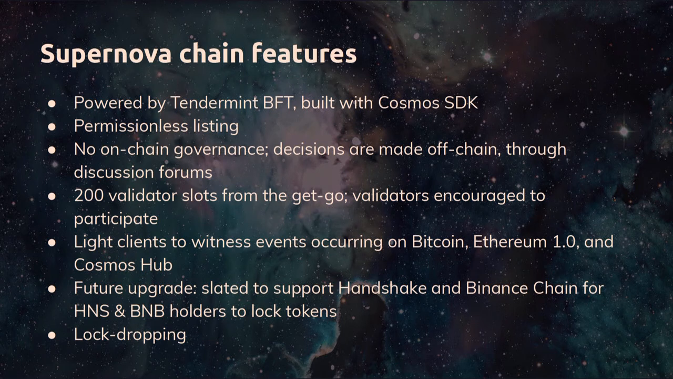And the Supernova chain is essentially a light client that witnesses events that occur on its supported chains, such as Bitcoin, Ethereum, and the Cosmos Hub. And in the future, we want to support Binance Chain. Binance Chain has very aligned incentives and is very closely related with Cosmos.